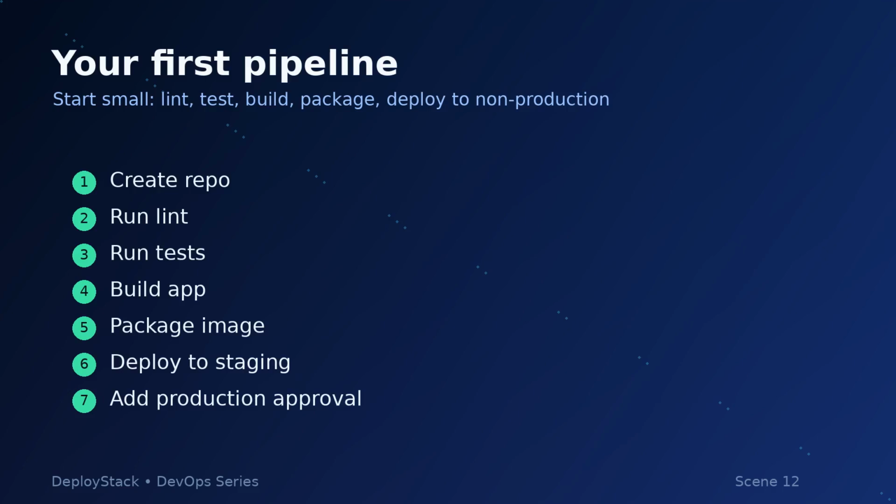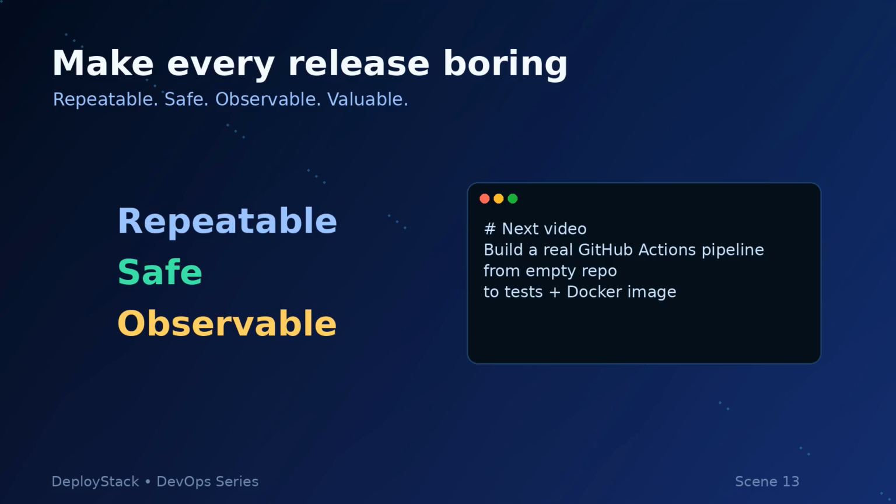If you're building your first pipeline this week, keep it simple. Create a repository, add one workflow that runs on every pull request, install dependencies, run one lint command, run one test command, then add a build step. Once that's stable, add Docker packaging. After that, add deployment to a non-production environment. Only automate production when you trust the earlier steps. That is how you build confidence without creating chaos.